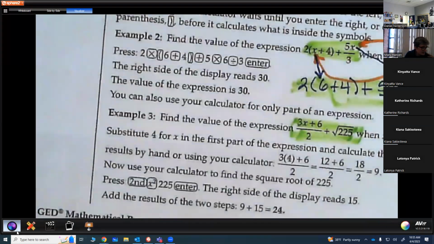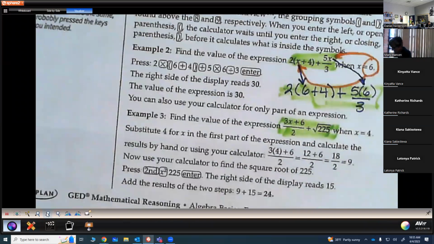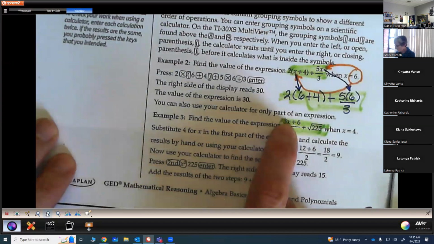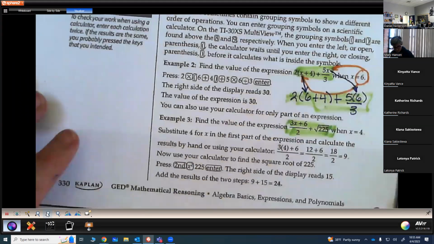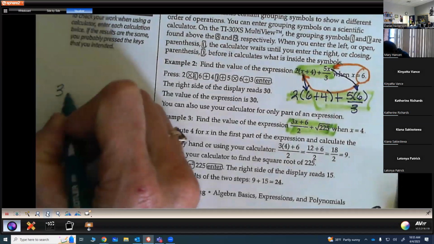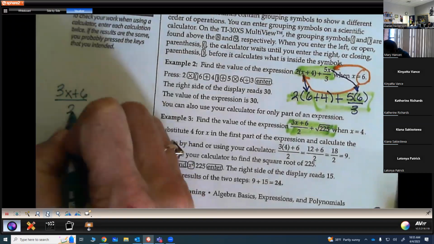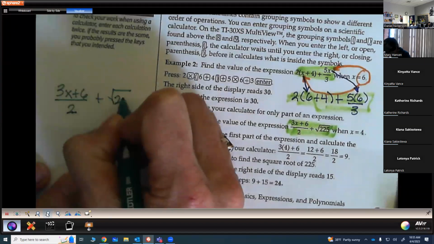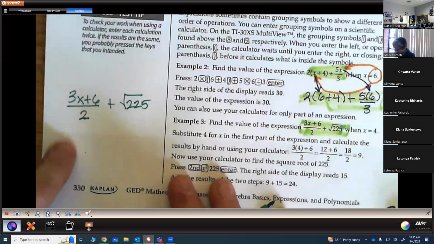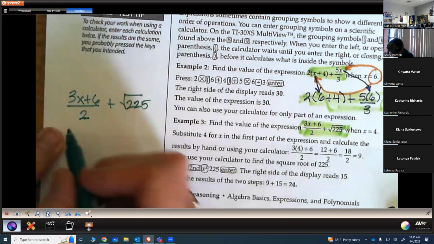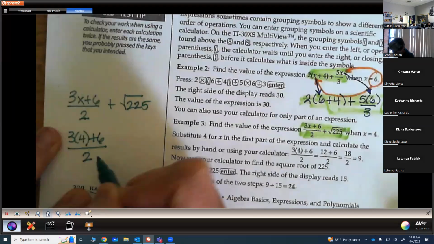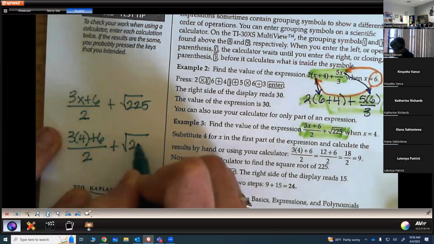I'm going to back out of this Zoom just a little bit because I'm going to come over here and on the left, I'm going to write out the expression after I've substituted in the 4. First, I'm just going to rewrite it. 3x plus 6 divided by 2 plus the square root of 225. Okay. So my first step is I need to put a 4 in for that x. So I'm just going to rewrite this as 3 times 4 plus 6 divided by 2 plus the square root of 225.